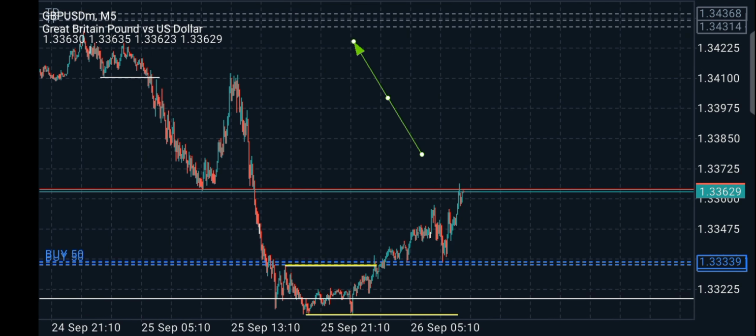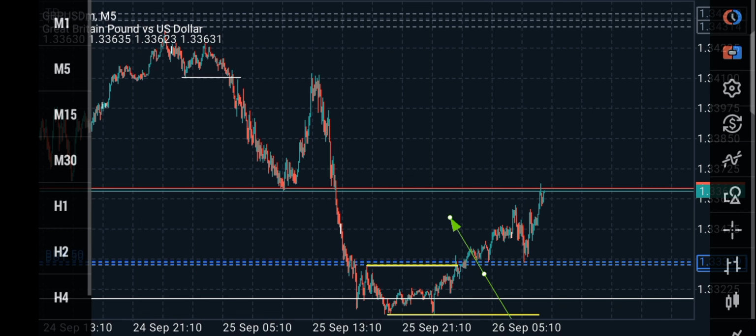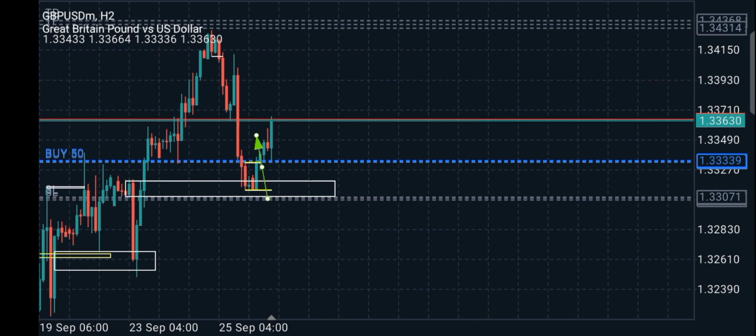So that's just it. After I had my change of character here, right inside the mitigation block, this is the 2 hours here, guys. This is the mitigation block.